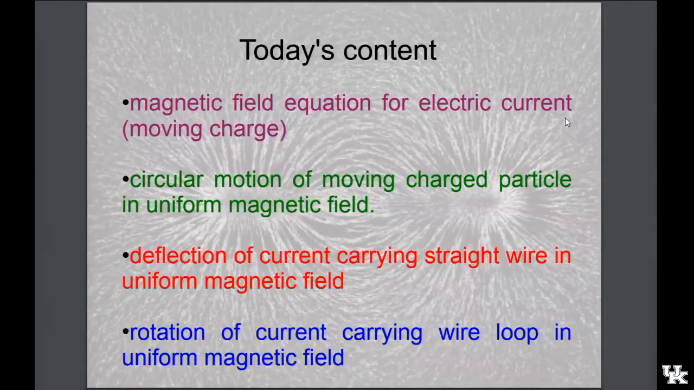So last class we introduced the notions of magnetic attraction and repulsion. We introduced magnetic south poles and north poles to help us understand magnetic attraction and repulsion, that like poles repel and unlike poles attract one another.